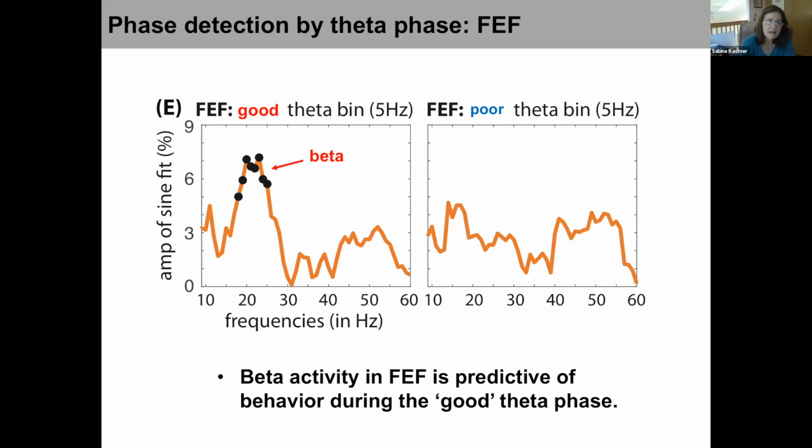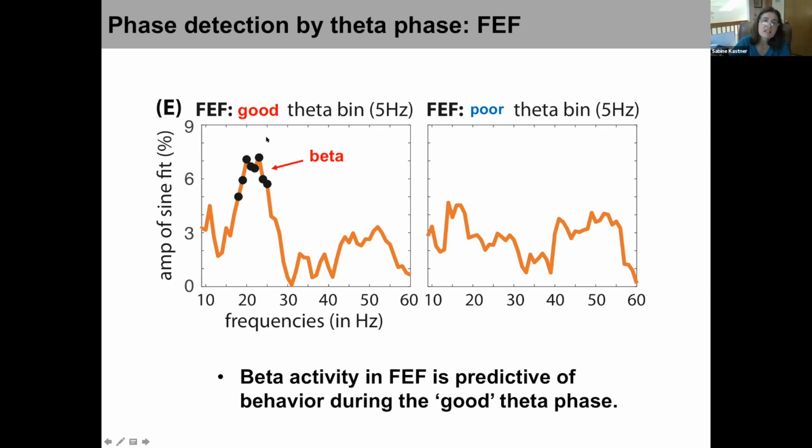Now, in these monkey data, we can also look at higher frequencies. That is more difficult due to the amount of data that we can collect in ECOG patients. This is more difficult in human patients, but in our monkeys, we have a very large data set and we can look at higher frequencies. And so we wanted to know whether higher frequencies also set up these phase detection relationships, and if so, whether they would be associated with the good or the poor theta phase.